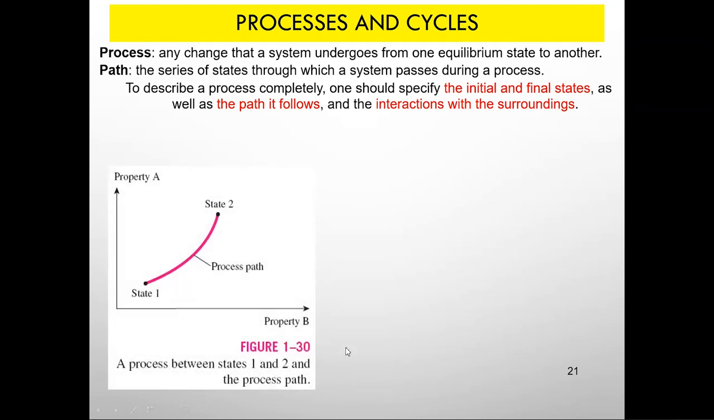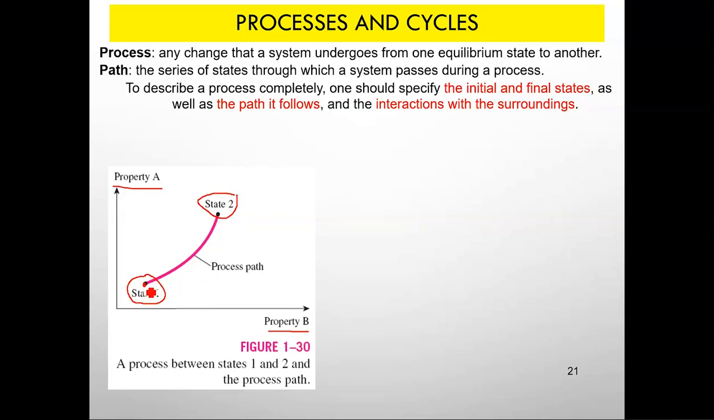Now, we'll try to have a look at this definition with respect to this diagram. So this diagram is between property A and property B. Why have I chosen these properties? Because by the state postulate, I know that I need two independent intensive properties to define the equilibrium state of my system. So I have chosen property A and property B, which are independent intensive properties. And the coordinates of these properties define a state for me. So this is an equilibrium state. Similarly, state two is another equilibrium state defined by property A and property B.